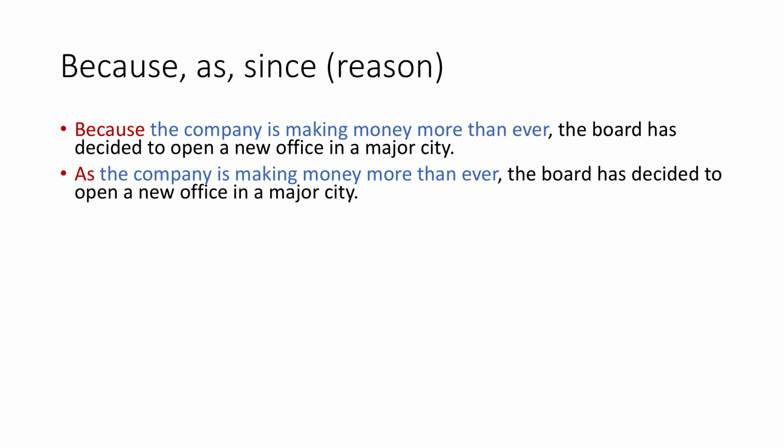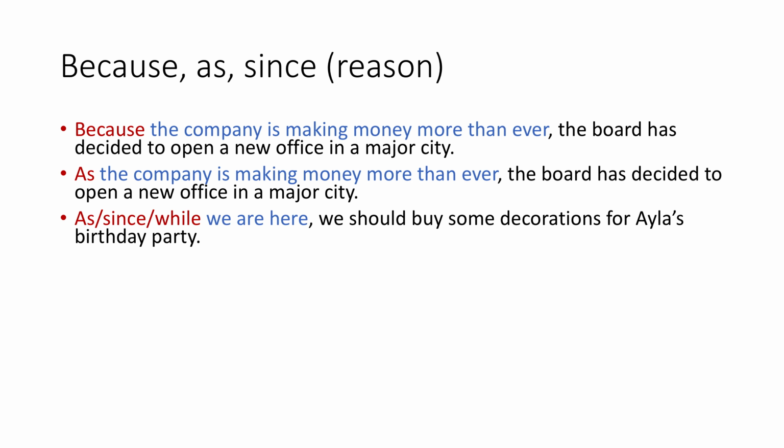The good news is that all of these are used in the same structure. That is, in all cases, as makes a clause dependent. So in this case, we are making adverbial clauses, and in all cases, this is just making an adverbial clause. But the meaning is different, and that's the only thing you should pay attention to. So as a company is making money more than ever, the board has decided to open a new office in a major city. Is pretty much the same as the first sentence.